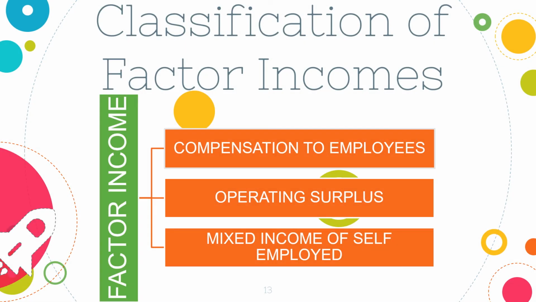Now moving on to the classification of factor incomes that we were talking about in the previous slide. Well, factor incomes are divided into three categories. The first being compensation to employees, the second operating surplus, and the third mixed income of the self-employed.